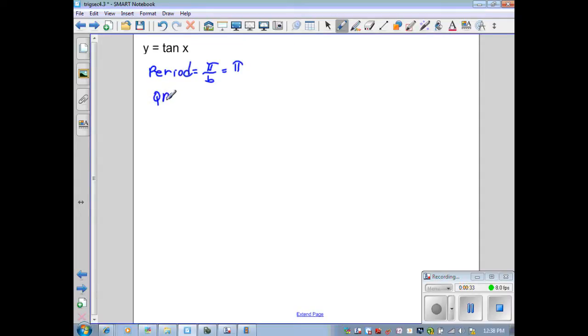Our quarter point is found the same way. We're going to take our period and multiply by 1/4. Therefore, our quarter point is pi over 4.